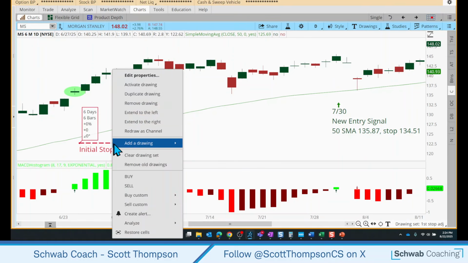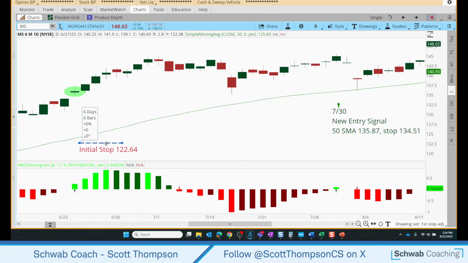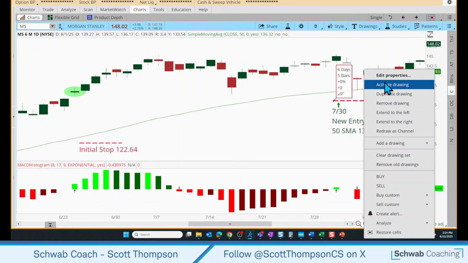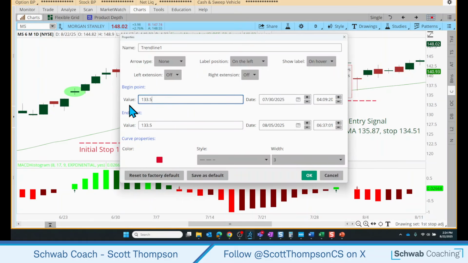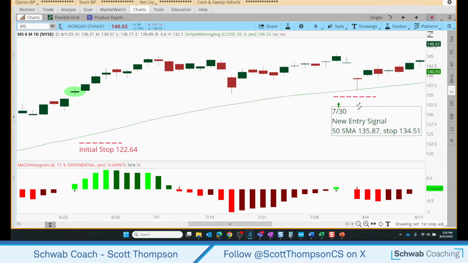And I'm going to just right click on this, duplicate that line, and then draw it over here on that stop adjustment day just for a visual. Then I'm going to right click and edit it just to get it right where I want, right there at 134.51. And we'll do that on both ends, the begin and end point. If those are the same, then that'll be a horizontal line. So we'll click OK, and now I have a new stop order.